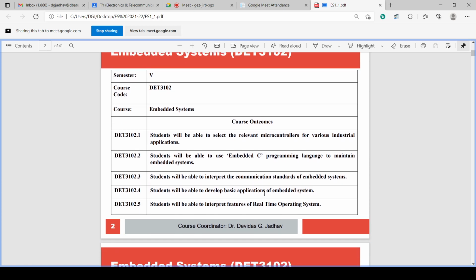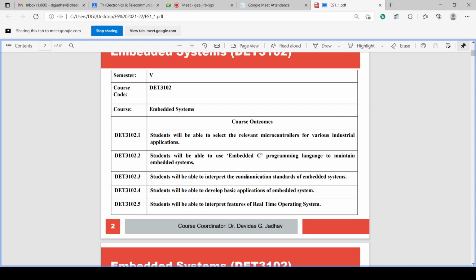These are the course outcomes in which we can understand the relevant microcontroller and choose it for a particular industrial application, or use the embedded C programming language for embedded system development. So you have studied the 8051 microcontroller using machine language. Now you have to use the same microcontroller or other microcontrollers using embedded C language. So embedded C we have to use now.